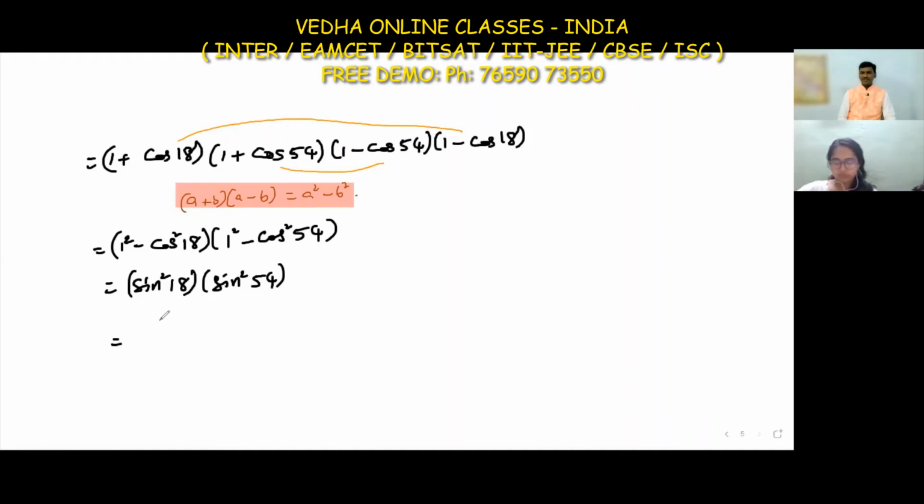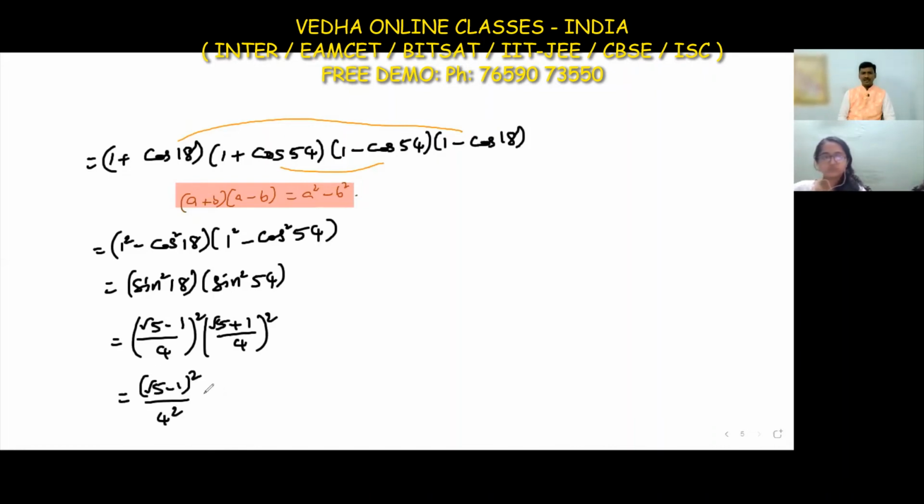The value of sin 18 is root 5 minus 1 divided by 4, and the value of sin 54 is root 5 plus 1 divided by 4, and we have the whole square. Now apply the square to the numerator as well as the denominator. Then we get root 5 minus 1 whole square divided by 4 square, into root 5 plus 1 whole square divided by 4 square.